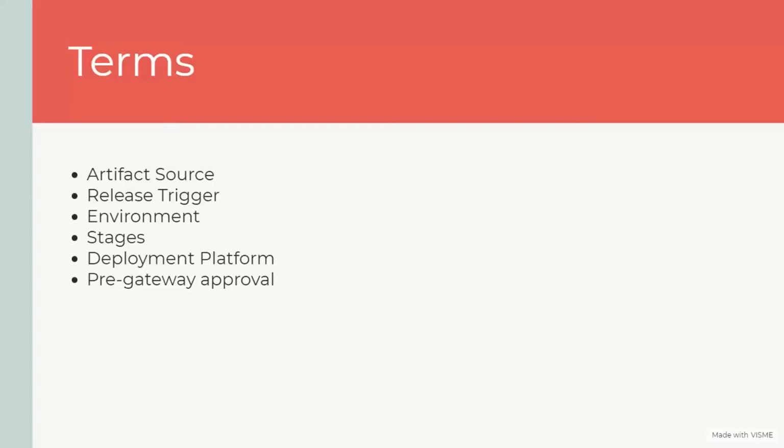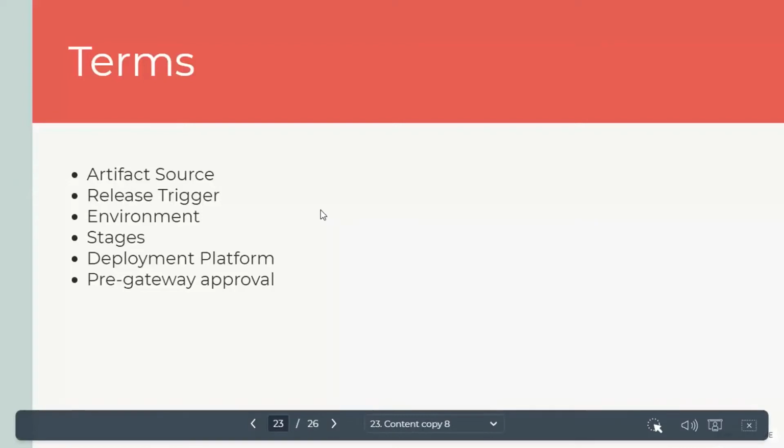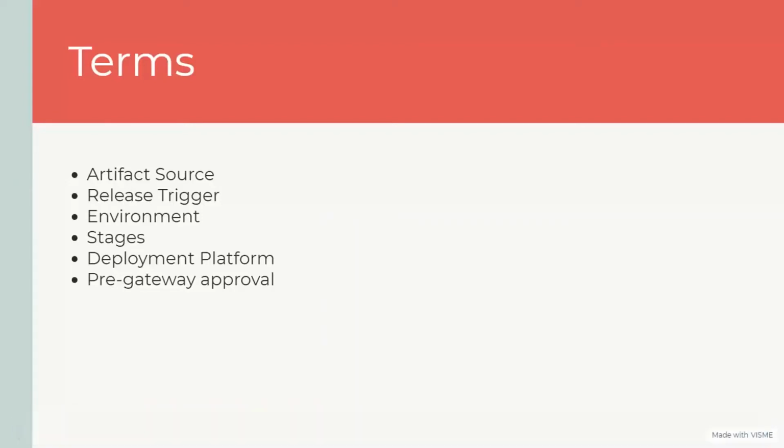Okay. And then the release trigger is basically how our application is to be deployed to the other environments. We know the build is pushed to the artifact repository, so based on that event we can do the deployment. And also there is schedule based deployment.